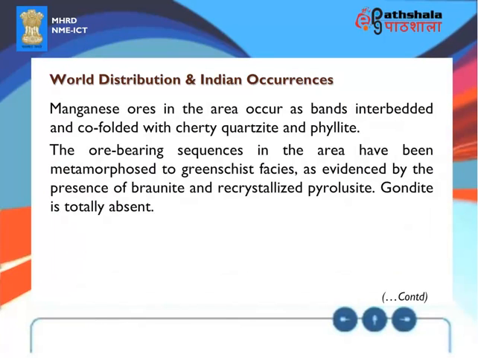Gujarat. Manganese ores in the area occur as bands interbedded and co-folded with cherty quartzite and phyllite. The ore-bearing sequences in the area have been metamorphosed to greenschist facies, as evidenced by the presence of braunite and recrystallized pyrolusite. Gondite is totally absent.